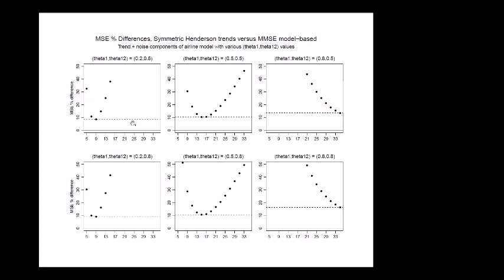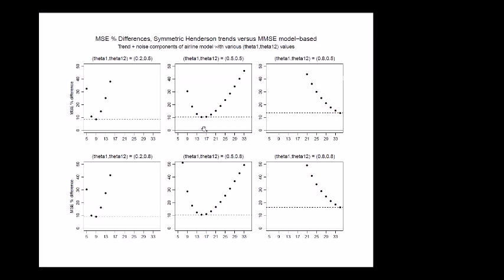So this shows for this particular case, if we do the 7, 9, or 11-term Henderson, we get pretty good results if reality is somewhat close to the airline model trend and irregular components for these parameter values. And when you get further away than those, you start doing worse, and very substantially worse.